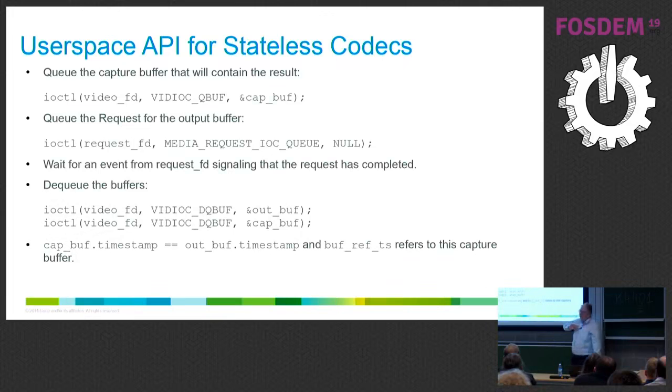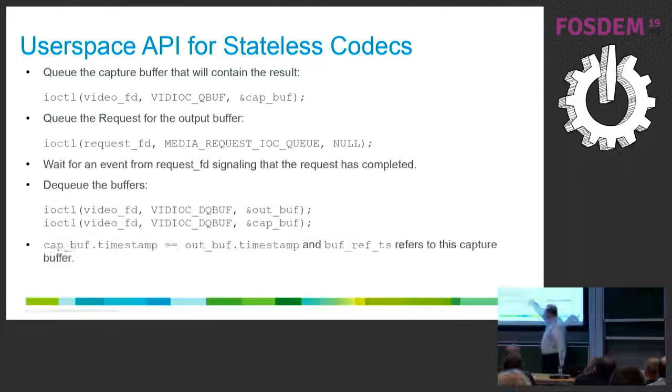You can wait using select for an event from the request object. And when an event arrives, that means that the request has been completed. All the data, the buffer is in a validated state. The parameters, configuration is validated and updated, and you can read it out. Finally, you need to dequeue the buffers. The output buffer, that can now be recycled, and the capture buffer containing the decoded frame.